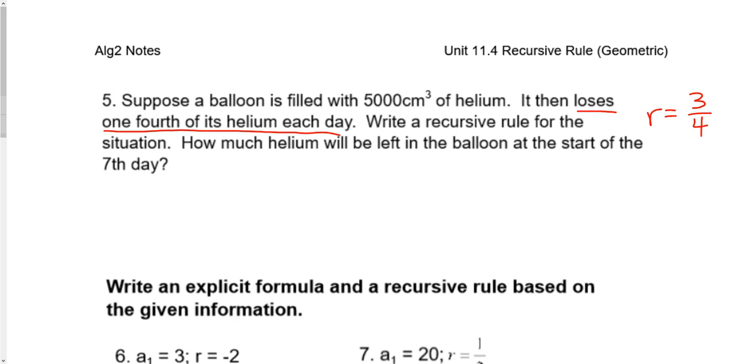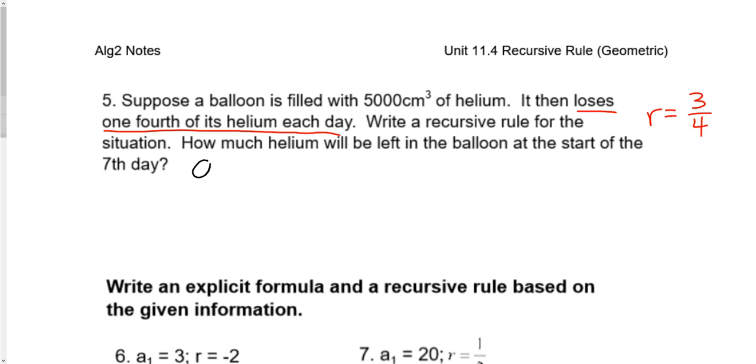So it says, suppose a balloon is filled with 5,000 centimeters cubed of helium. It's going to lose 1/4 of its helium each day. Write the recursive rule for the situation, and then how much helium would be left in the balloon at the start of the 7th day. So, okay, 7th day, I'm not going to go that far. I go up to 5. That's my limit. At 7, I'm going to probably just do the explicit formula, and then I'll plug in whatever I have to plug in.